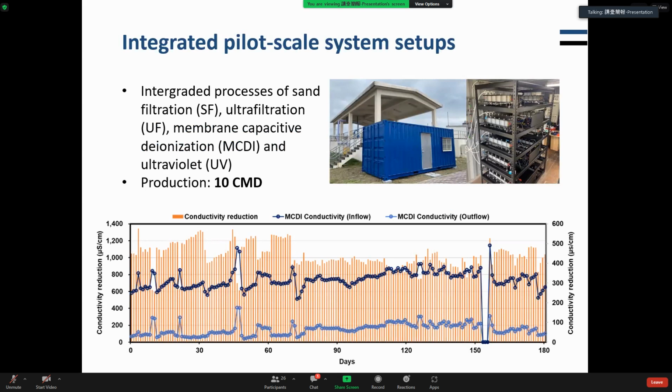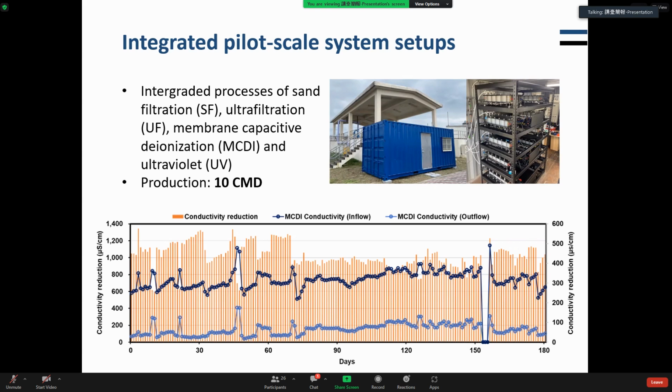Okay, so this is how the system looks. If you have had a chance to step out to the poster section, you may see something similar. Actually, we work together. So this is how it looks at the site. It integrates the process of sand filtration, ultrafiltration, membrane MCDI, and a UV unit in order to reduce the COD. It has a production rate of about 10 cubic meters per day.